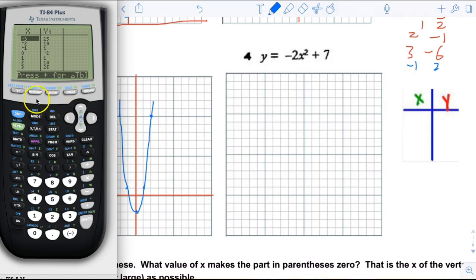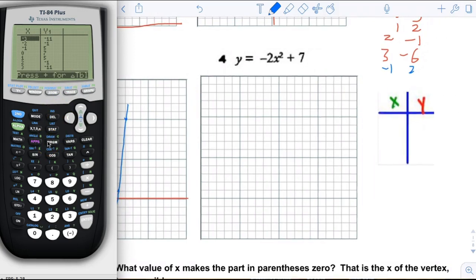-2x squared plus 7. So this one's going to open down, right, because of the negative value here. So we could graph it first, kind of how we expected, right? We'll look at the table, and let's copy down some of these values to the grid.